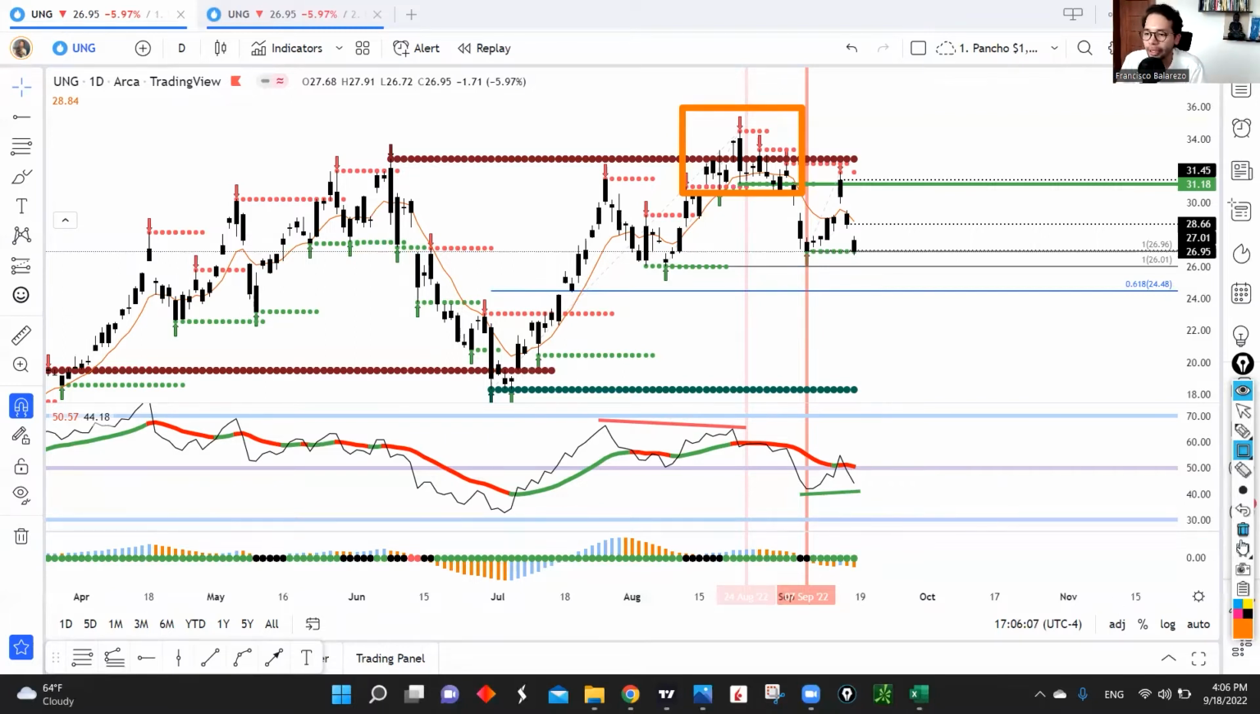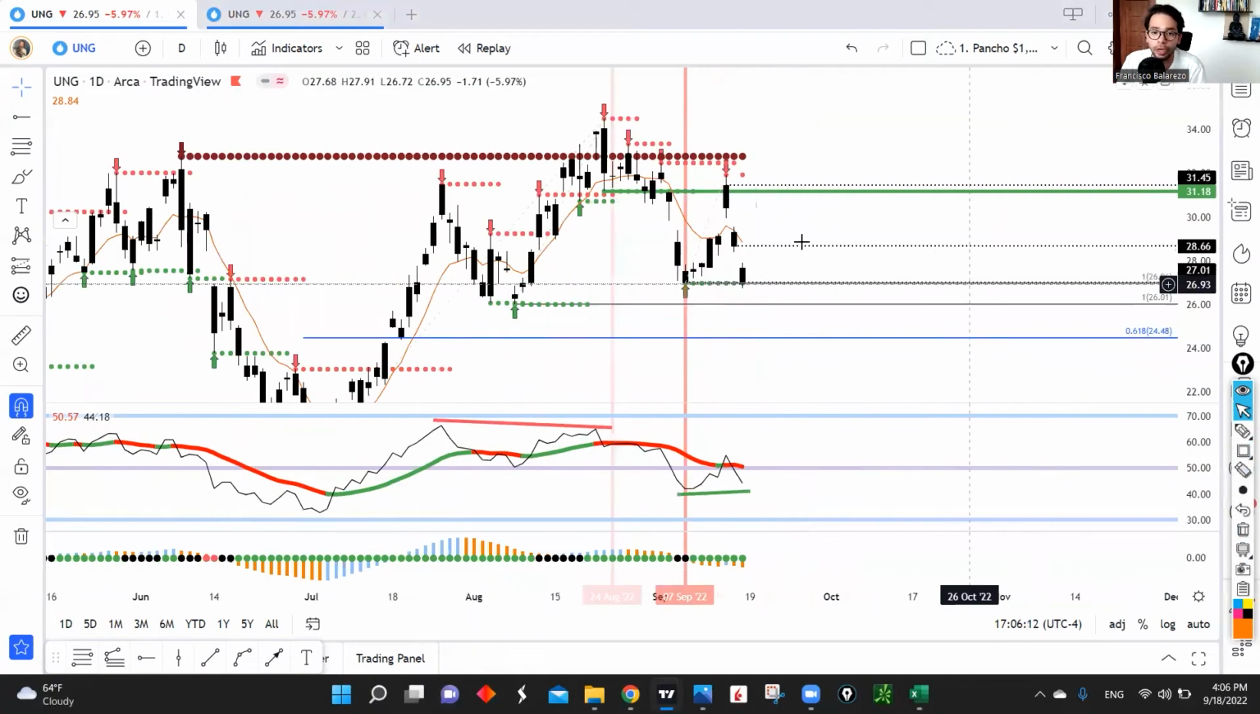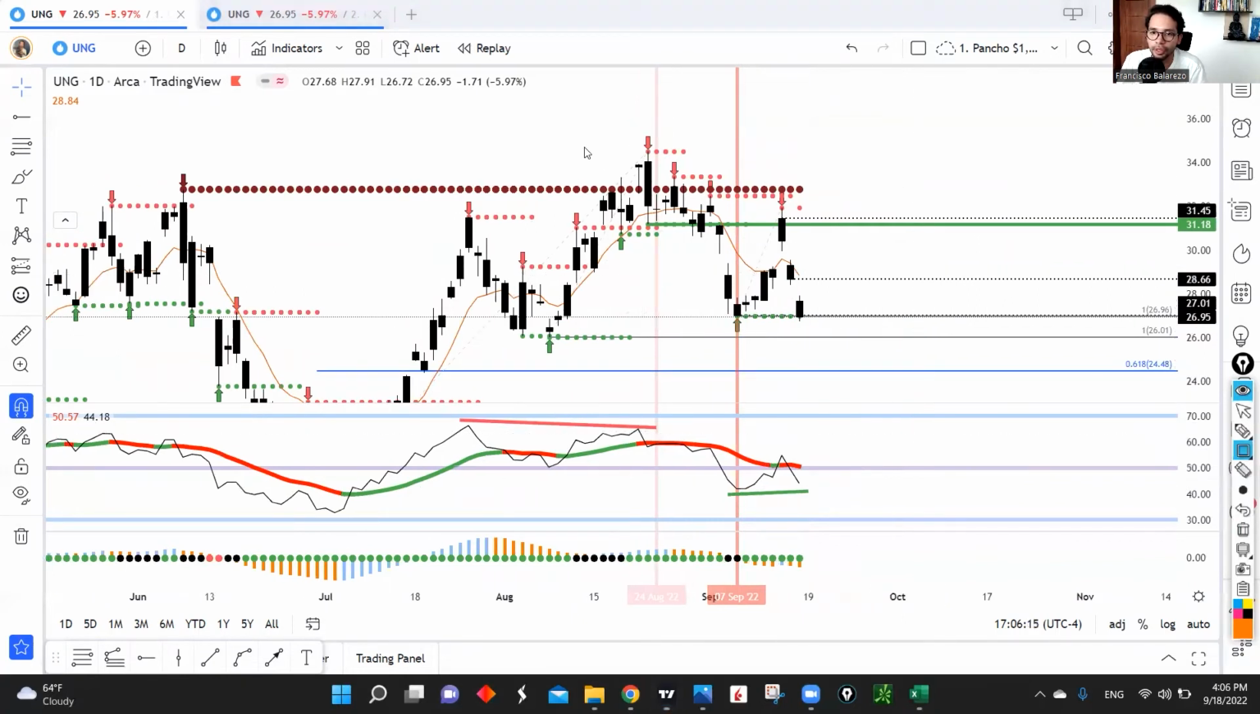Now, what was happening below the surface? Which I think is really important to understand. Below the surface, you can see that UNG was basically consolidating here, but momentum was already starting to move lower. Now, what was the divergence that I saw in the momentum? You can see right here the price was moving to the upside, but momentum didn't make a higher high. So we saw a higher high in price, but a lower high in the momentum.